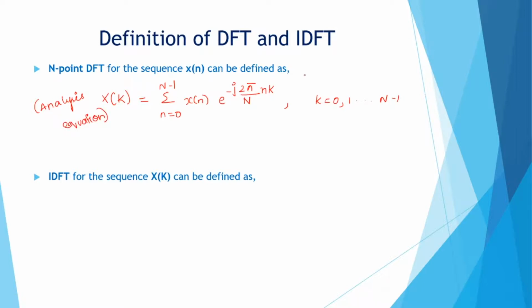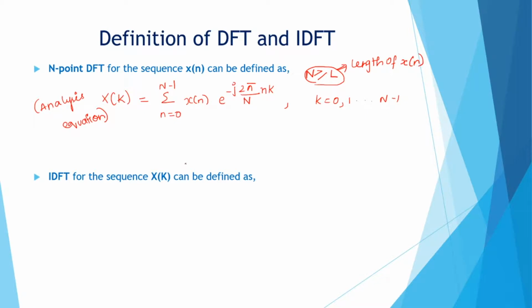This formula is applicable only when N is greater than or equal to L. N is the N-point DFT and L refers to the length of the sequence x of n. So, we have to satisfy this condition before applying the DFT formula. Otherwise, I will have time aliasing effect. In order to avoid that, we use the condition N greater than or equal to L.